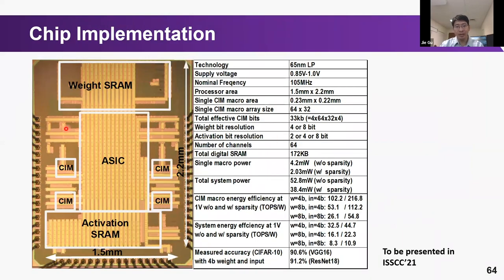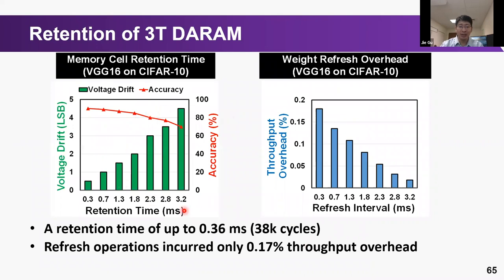We built a test chip, again in the 65 nanometer low power technology. The speed is running about 100 megahertz, mainly limited by our ADC. Natively we support 4-bit, but we can extend to 8-bit by combining multiple cells and running multiple cycles. We achieve an accuracy of around 90% for the typical models that people run. We tested the retention. We can retain within about 0.3 milliseconds without refresh and without seeing accuracy loss. But if you stay longer, you start to see a loss of accuracy because of the drifting of the memory content. But we can activate the refresh, and the refresh only incurs about 0.2% of overhead.